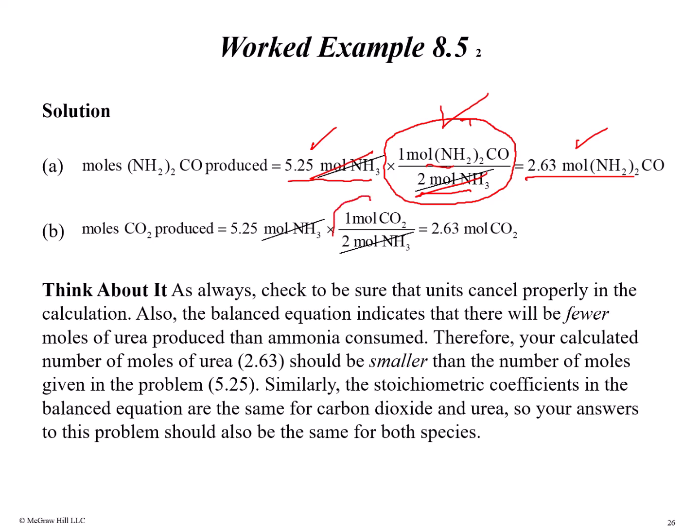You know you set it up right because the moles of ammonia cancel out. You're left with moles of CO2. And so there's your answer. The other thing here is make sure you watch your significant figures. If this has 3 and this does not determine your significant figures, you should have 3 in your final answer.